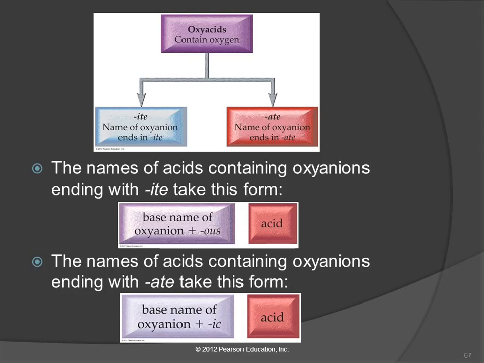So those oxyacids, they have an oxyanion in them. Oxyanions can have one of 2 endings, -ite or -ate. There's chlorite and hypochlorite. Both of those are -ites. There's chlorate and perchlorate. Both of those end in -ate. So if it ends in -ite, we change that -ite to -us and put the acid on the end. If it's -ate, we change it to -ic and put acid on the end.